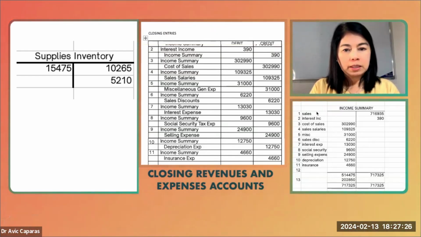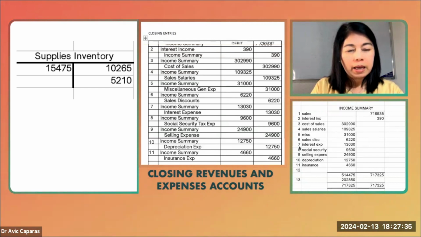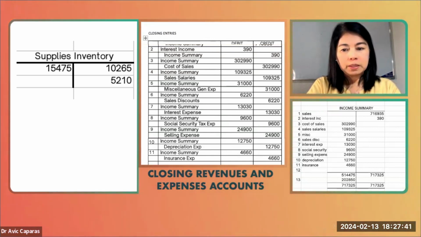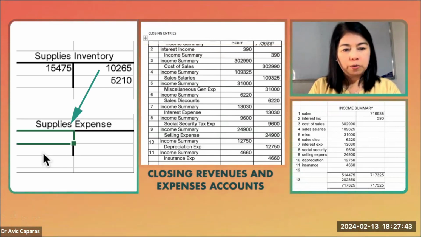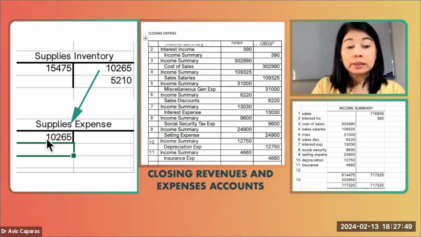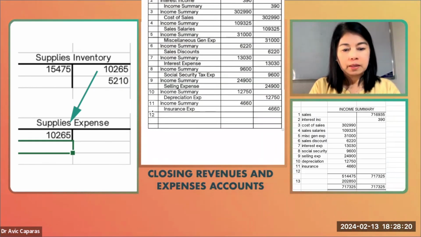I think we're missing another account, which is supplies. I think when we did supplies inventory, we did not record a supplies expense of 10,265, because that's the debit for this credit of supplies inventory, 10,265.